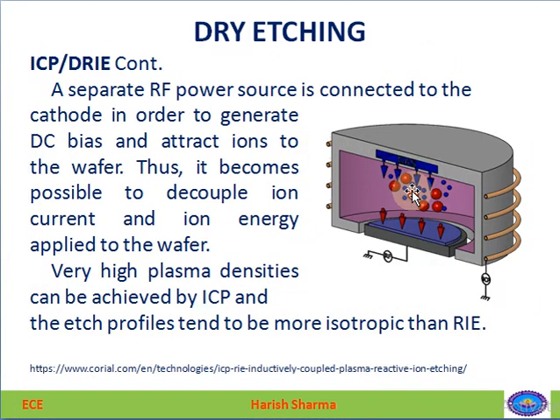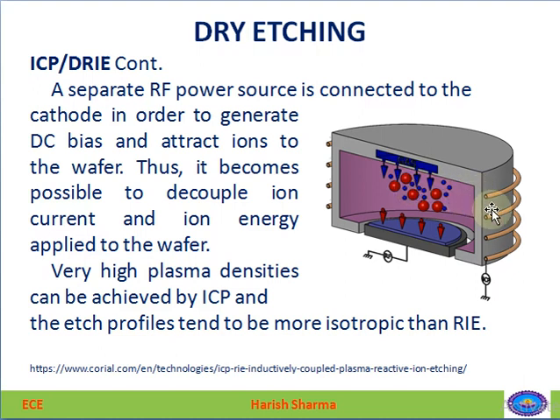As you see in the diagram, these are the inductive coils we are using, with a separate power for energizing the plasma. The RF field is provided here, and an electric field is provided here to give direction to this plasma. A separate power source is connected to the cathode in order to generate the DC bias, and it attracts the ions to the wafer. That makes it possible to decouple the ion current and ion energy applied to the wafer.